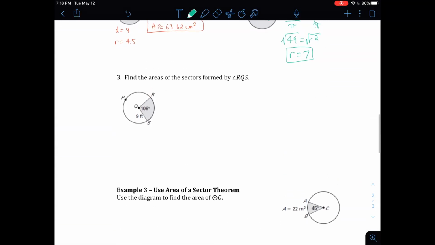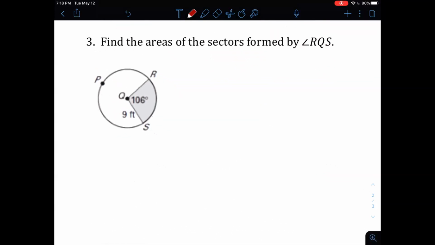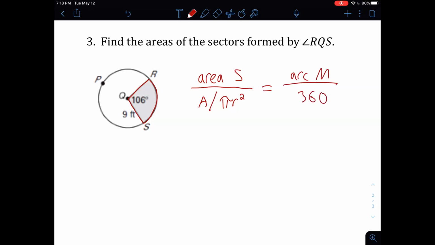So, okay, checkpoint 3. Find the areas of the sectors formed by RQS. All right, so we're looking for the area of the sector. So again, we're going to use area of the sector over area, or pi r squared, is going to equal arc measure over 360. So what do we know? Do we know the area of the sector? We do not. So that's going to be x over.